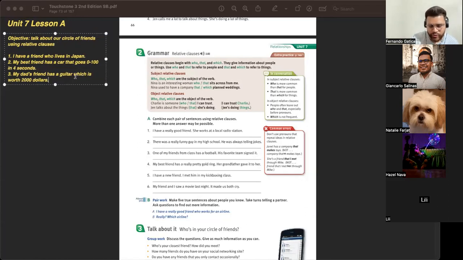My question to you is that we have three different relative pronouns. We have who, we have that, and we have which. We use who, that, and which for people or things, right? Class, who is for people or things? People. Very good.